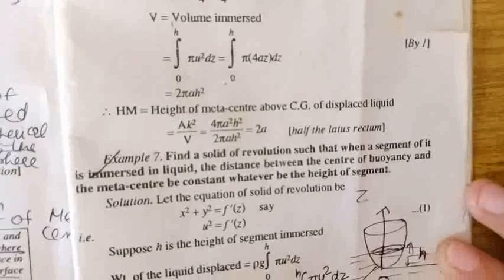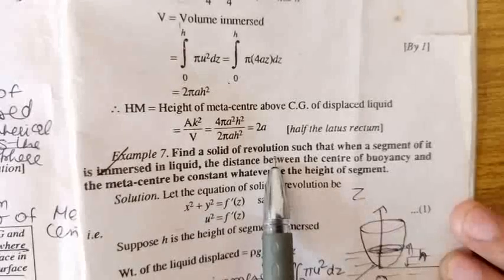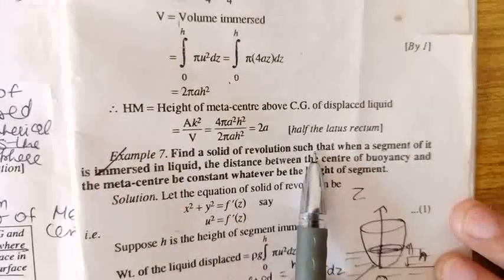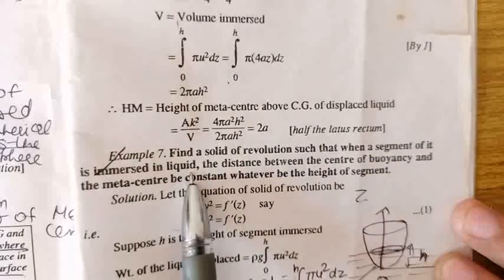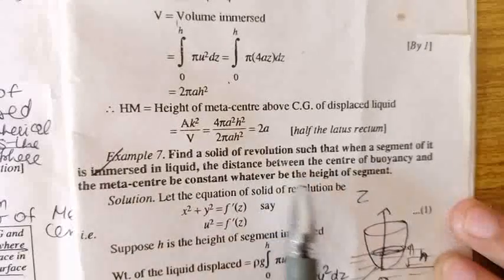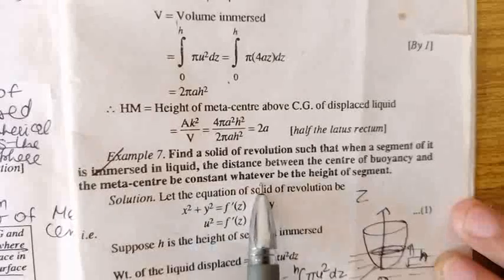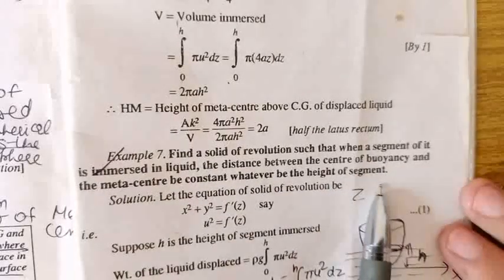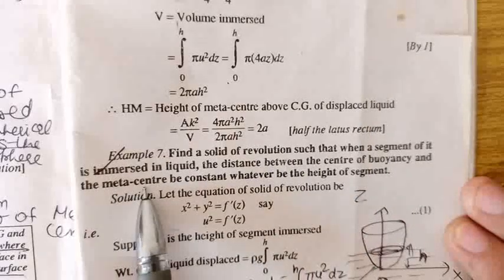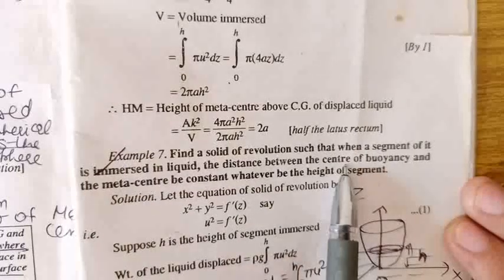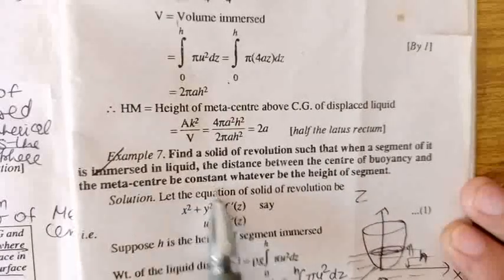Now the last problem is: find a solid of revolution such that when a segment of it is immersed in a liquid, the distance between the center of buoyancy and the metacenter is constant, whatever be the height of the segment. Let us denote the metacenter by M and the center of buoyancy by H. Then we are given that the distance HM is constant.